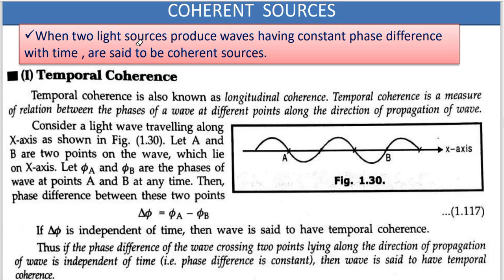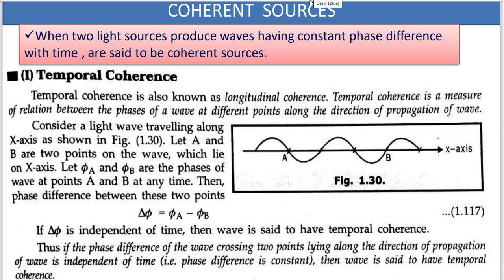So in this video, we shall discuss coherent sources. So what are coherent sources? And remember, coherent sources are very important while studying the interference pattern. Whether it is interference due to single slit, double slit, or whatever, coherent sources are very important. Without coherent sources, interference cannot be obtained.